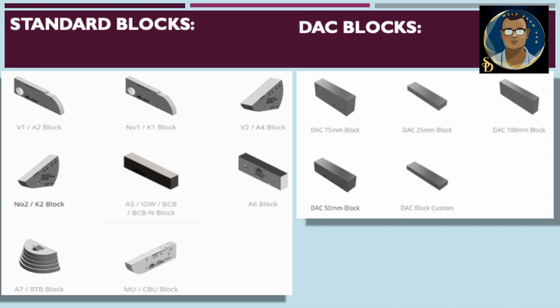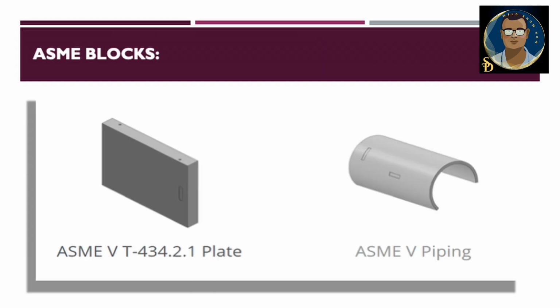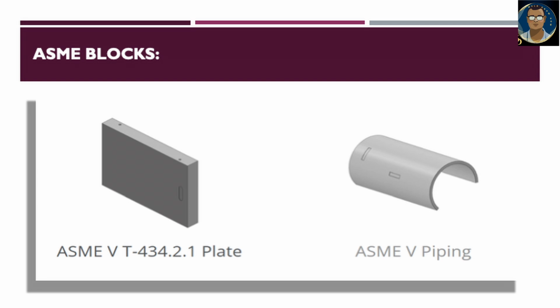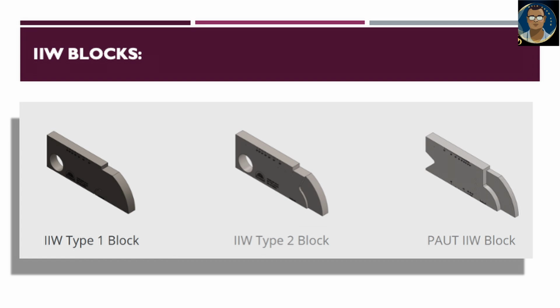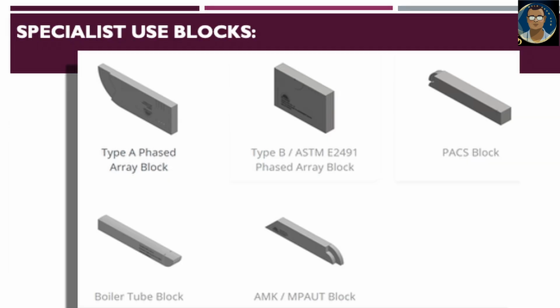There are general blocks used for standard calibration, including but not limited to V1, A2 block, K1 block, and DAC blocks, ideal for setting DAC, meaning distance amplitude correction, and then TCG curves in shear and compression wave inspection. ASME or AWS blocks are specially designed to meet ASME standards like ASME VT 434.2.1. Other specific calibration reference blocks are also available for specific standards and applications.